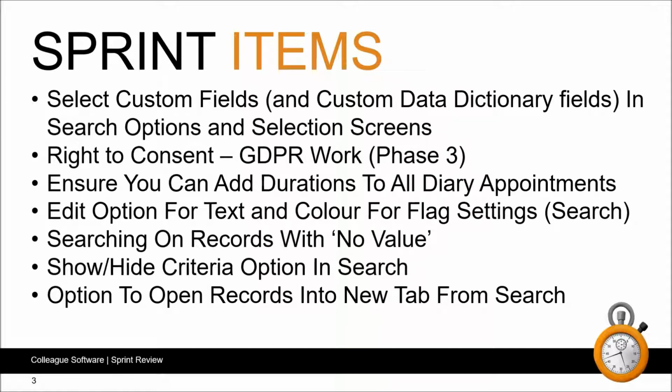We've added the option to edit the text and color of flag settings in the search. We've fixed an issue on searching for records with no value. That's for lookups, yes, no fields and date fields. And we've introduced show and hide options to the criteria in the search. We've also delivered a user setting that will allow users to stipulate if they want to open records into a new tab when they're clicking on them from the search results.